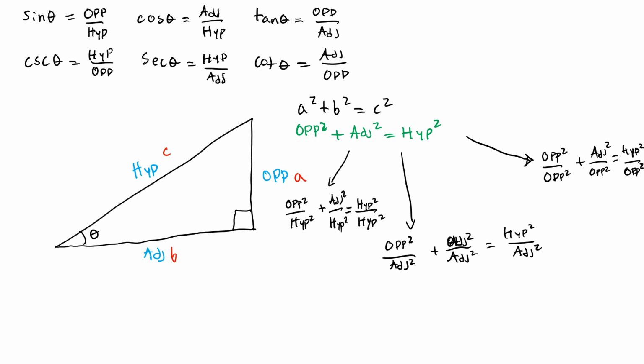So I want you to think about this. Why did I divide by hypotenuse squared, adjacent squared, and opposite squared? Well, these correlate to our trig functions here, right? For example, opposite over hypotenuse, that's sine of theta. Adjacent over hypotenuse, cosine of theta. Hypotenuse over hypotenuse is just 1. These will cancel. Okay. And then with this right here, opposite over adjacent.